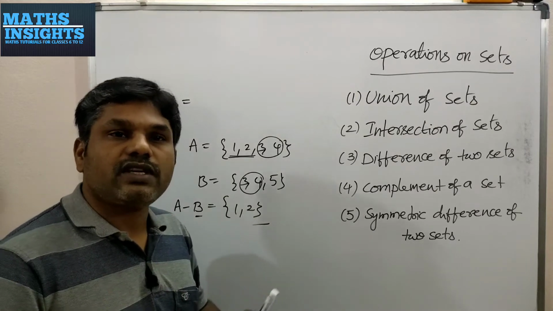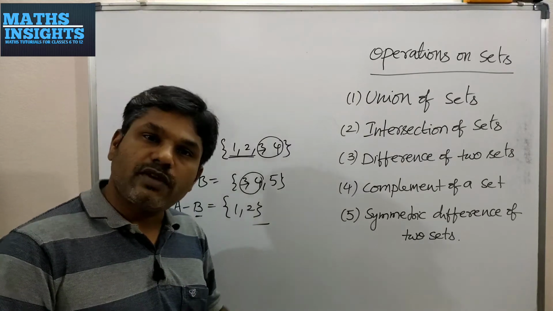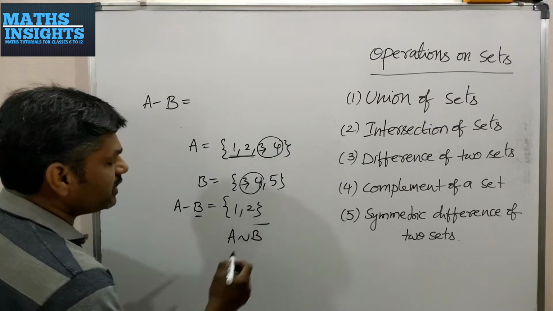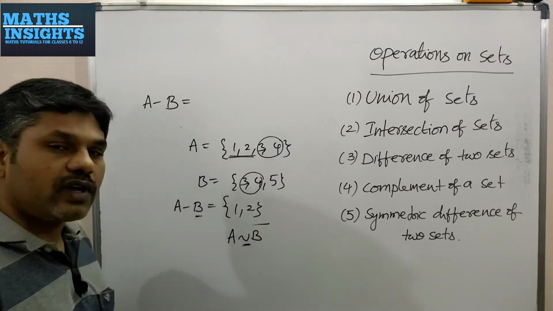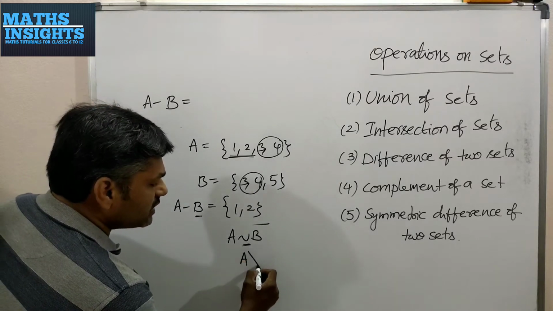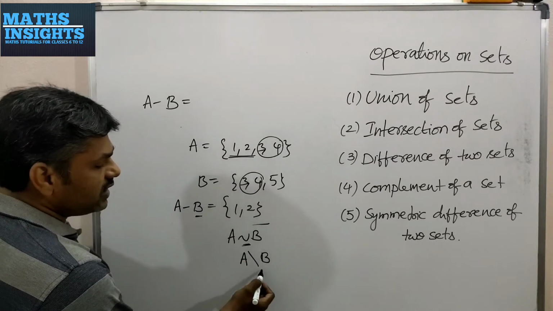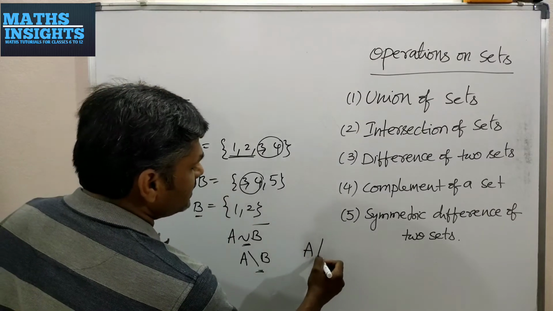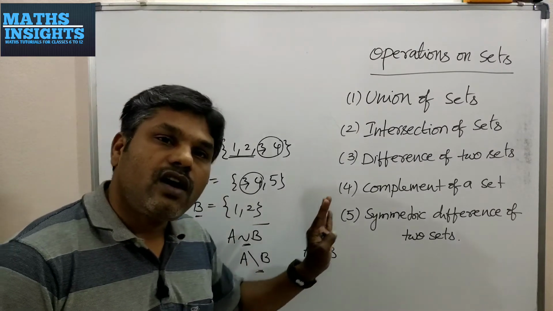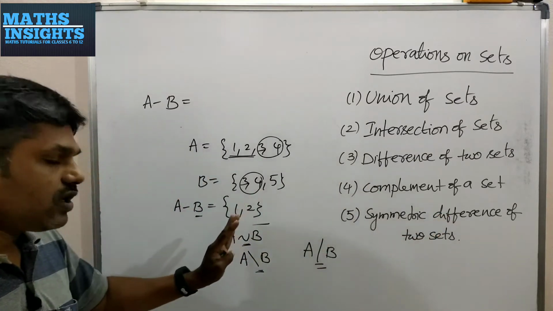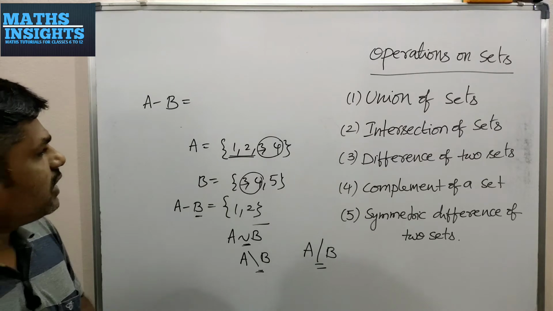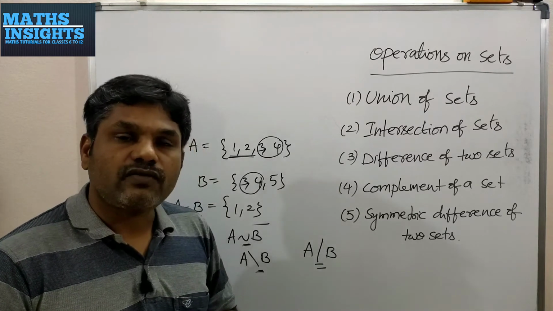The difference of two sets may be represented in other ways also. A difference of B, this symbol represents the difference of two sets, and also A slash B. Actually this is called a slash, but you should not write it slanted, you have to write it like this. This is called A minus B, the difference of two sets.